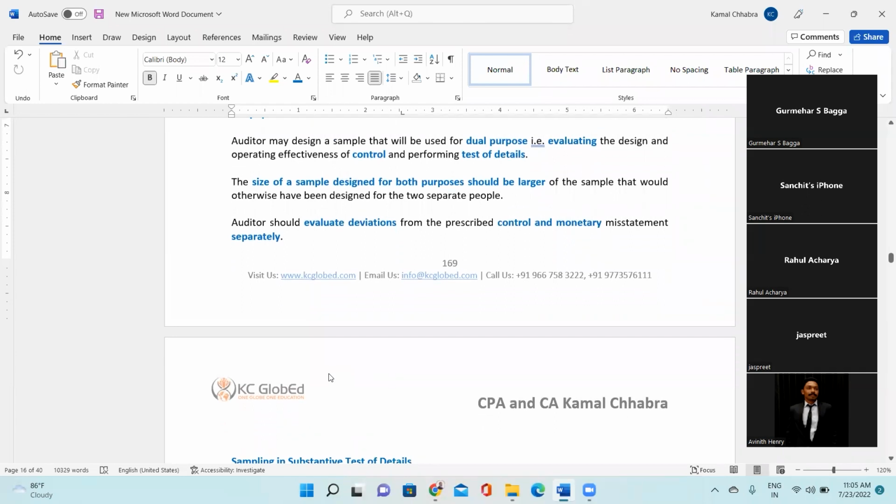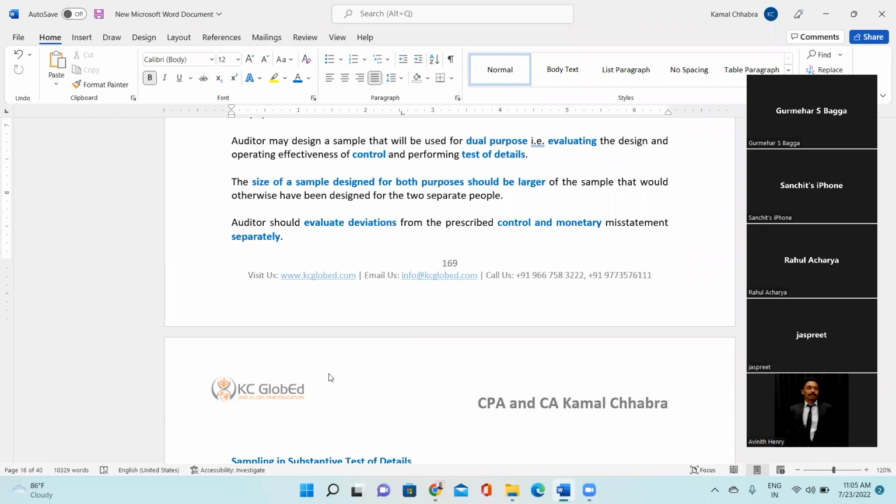So have you heard about this term before? Dual purpose testing? Yes, sir. Any idea what is dual purpose testing? So using the same sample for our test of controls and test of details. Absolutely right. Absolutely right.